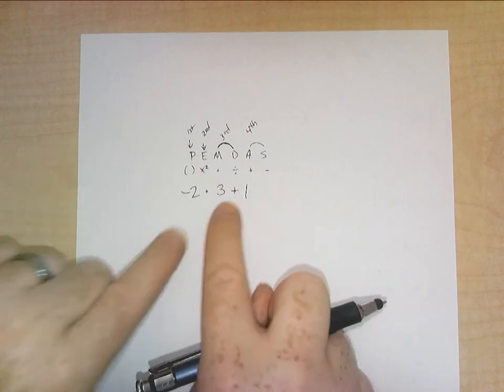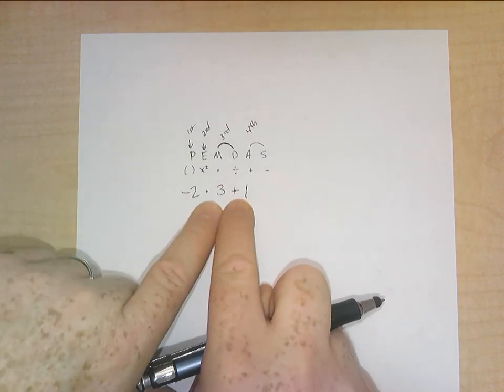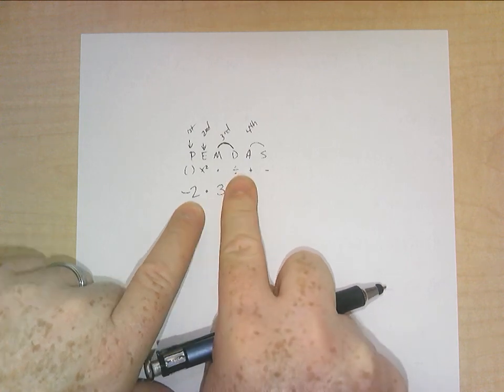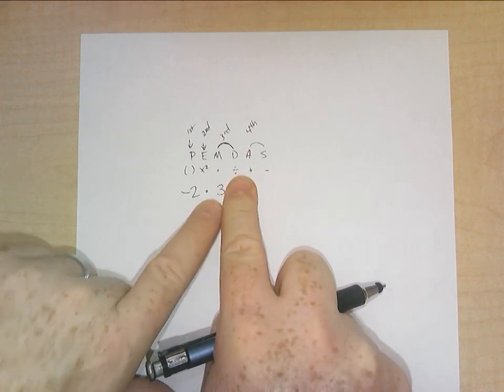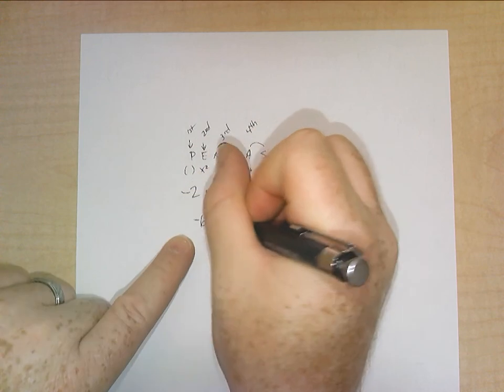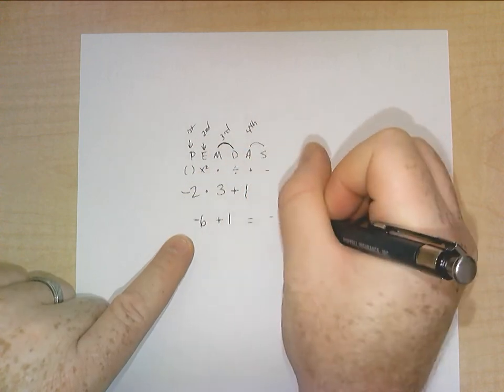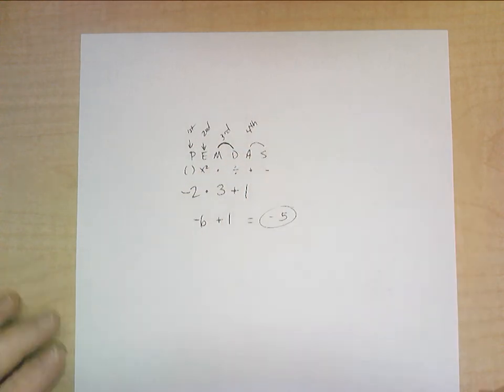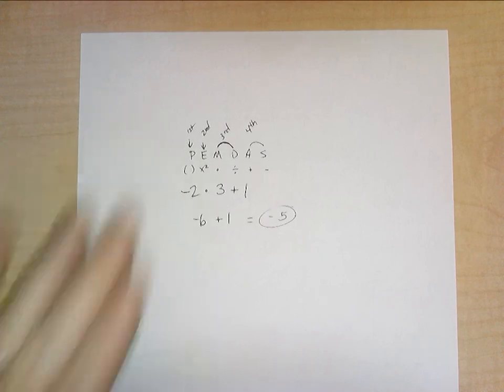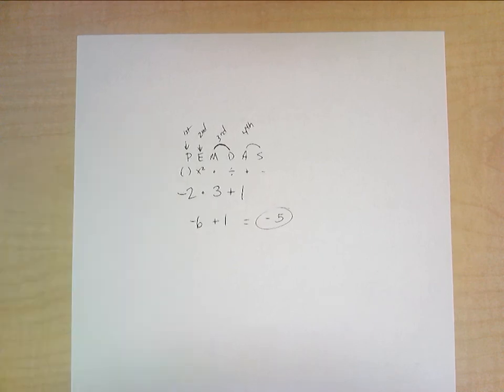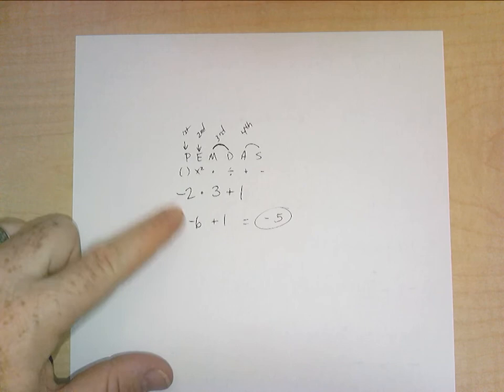So here, I've got multiply, then I've got addition, so I don't want to add yet. I want to multiply first. So -2 times 3 is -6. Then I add my 1, I get -5. Okay? So make sure you follow order of operations when it comes to combining integers, especially different functions.